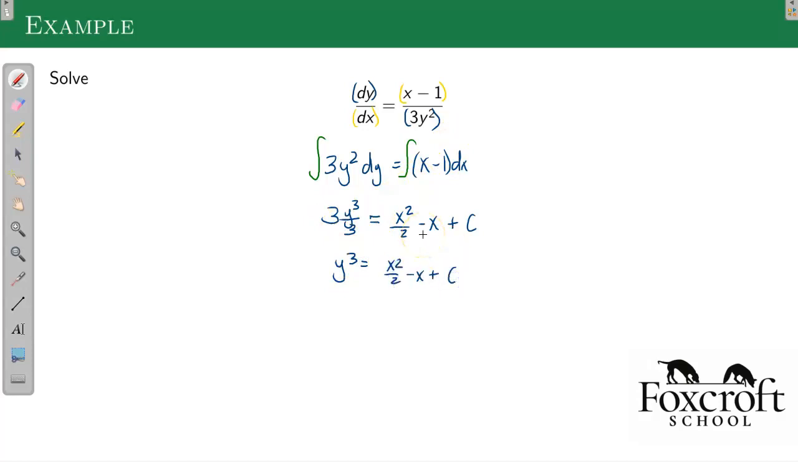Generally, when we want a solution, we want the explicit solution. We want to solve for y. So in this case, I'm just going to take the cube root of both sides. I get y is the cube root of (x squared over 2 minus x plus c). And that is our final answer for our differential equation. If I were to take the derivative of this and plug it in here, then I would get an equal sign that makes sense.